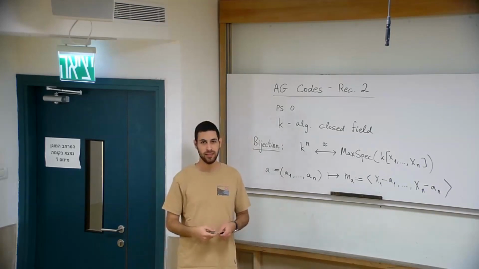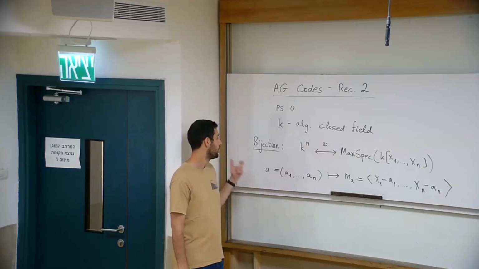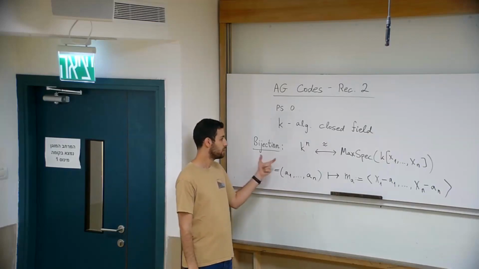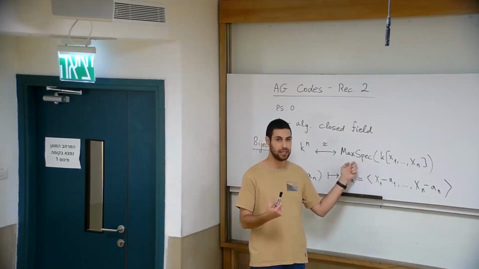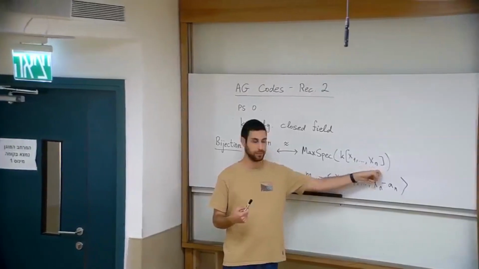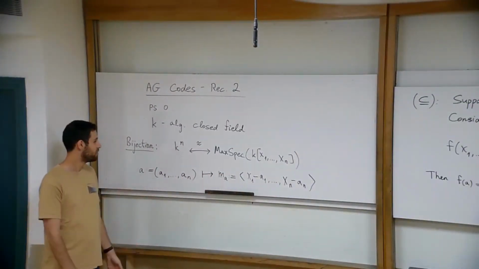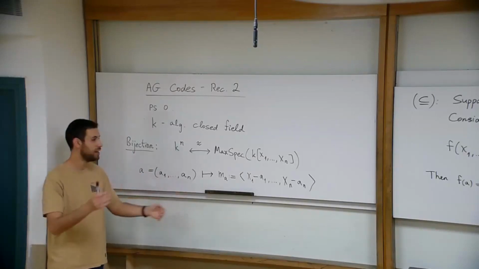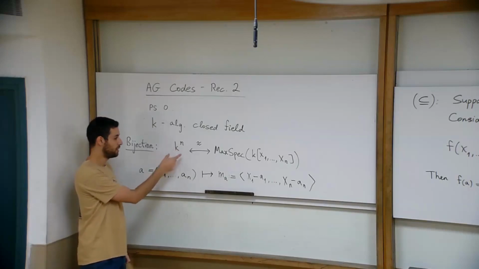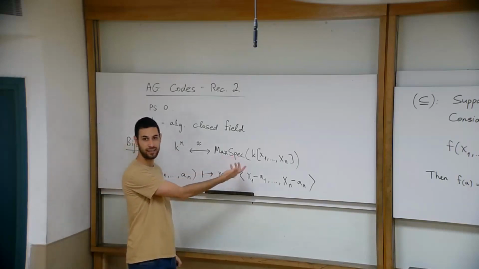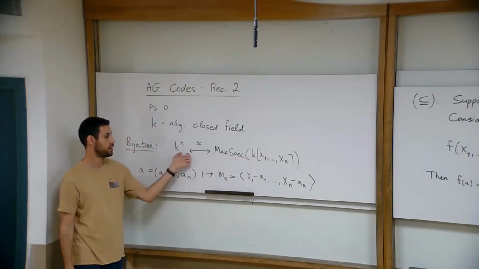So let me remind you what we discussed last time. Let K be an algebraically closed field. We mentioned last time that there is a bijection between the points in K to the n and the max spec, the set of maximal ideals of the polynomial ring K[x1, ..., xn]. In fact, algebraic geometry is a whole field that translates geometry and commutative algebra, and this is just one example of how to translate a geometric object, a point, to an algebraic object, a maximal ideal in a polynomial ring. So what is the correspondence?